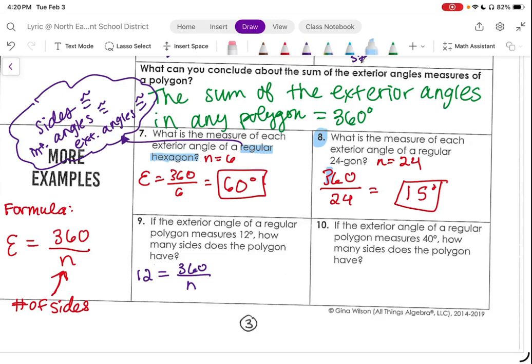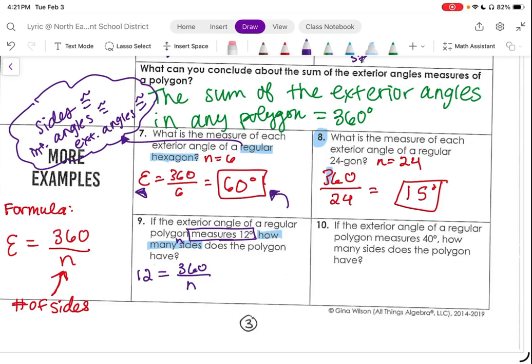And if that's confusing, let's clear this up. How many sides? We're looking for sides, and we said multiple times that n represents the sides. So we're looking for n. It tells us that the exterior angle is 12. And that's what we solved for on the last problem here. So we were solving for E. So E is the exterior angle.